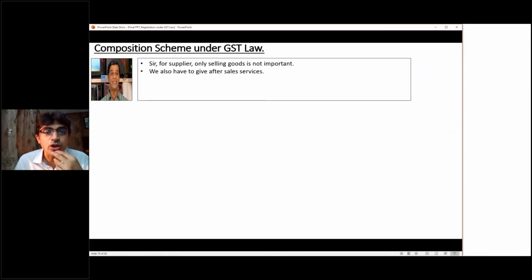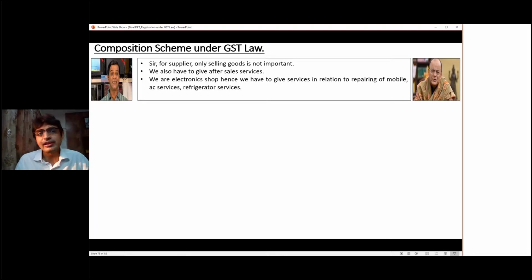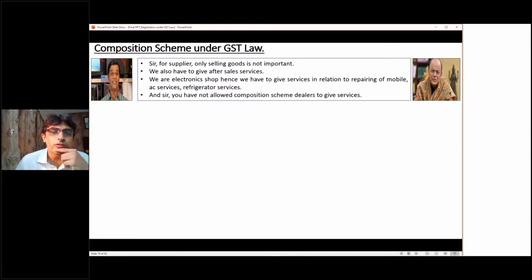Now, this electronic shop owner explained to the government, government, we are an electronic shop. How can we only supply goods? There will be some after-sales service. We are an electronic shop: repairing service, refrigerator service, maintenance service. Some service will always be there. You are not allowing a composition scheme dealer to give service. How is that possible?